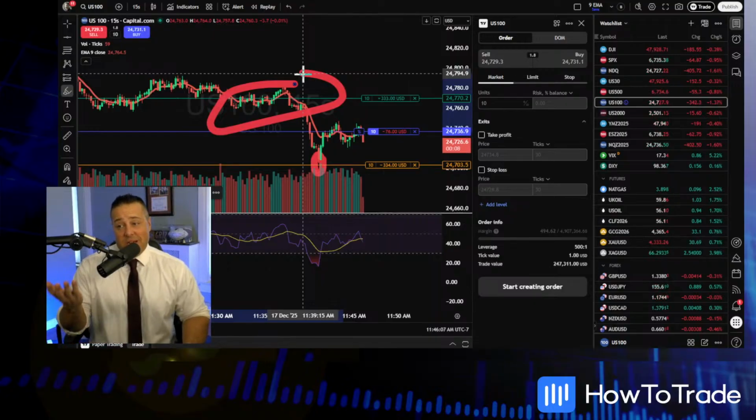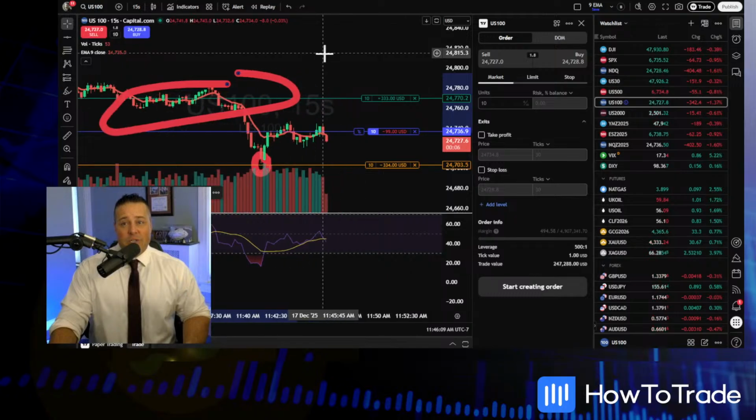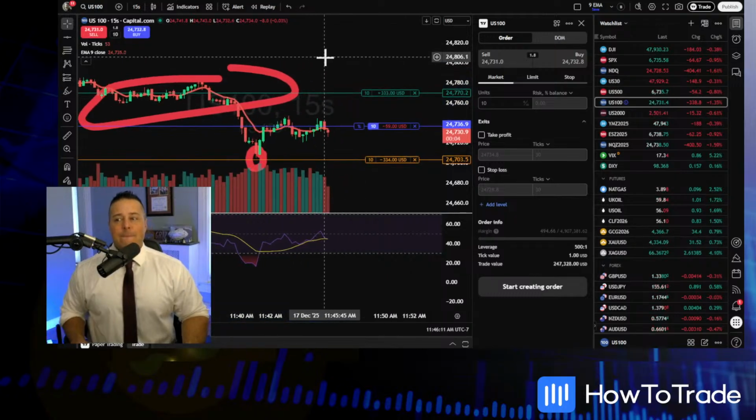And it looks like we're going to lose, right? Of course, we are trading a 15-second chart. So, the longer the time frames, the better off you are, in my view. But sometimes you want to get in and scalp on short time frames. This is one way to do it. 15 seconds, though. We'll see how this one pans out.